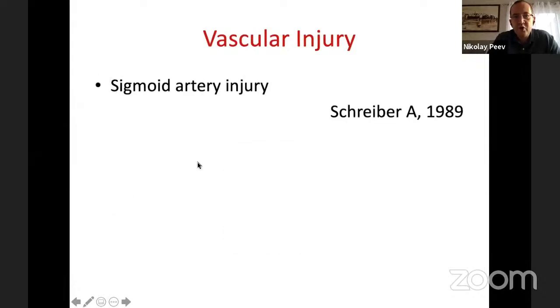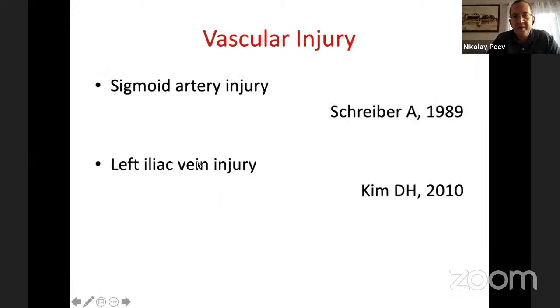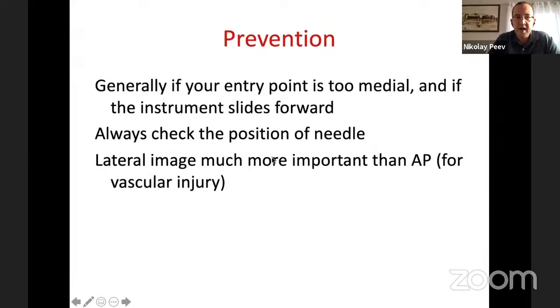There are a few reports though, but they are only single reports. There is not much reported with respect to vascular injury. There is one report from '89 on sigmoid artery injury, and a left iliac vein injury from Kim in 2010, but if you search the literature, there are not many, so this is reassuring.